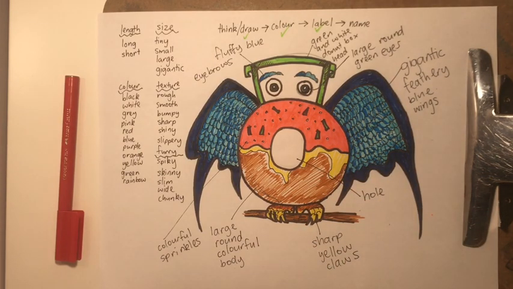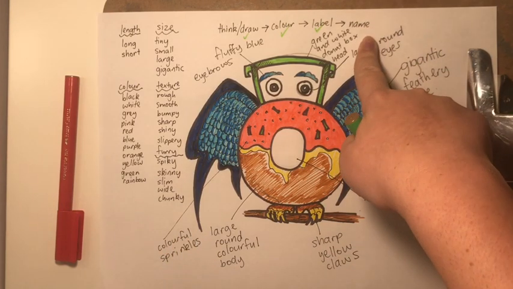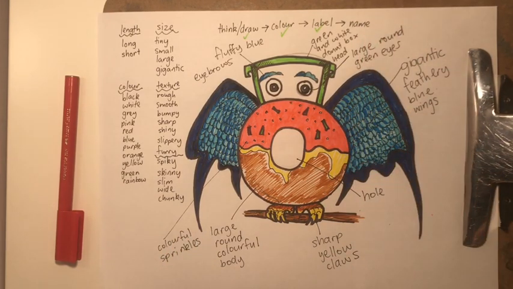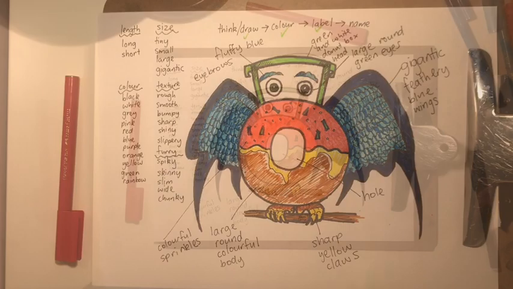I've got one more step. So now it's time to name my mythical beast, and what I'm going to do is get a spare piece of paper, take my time, and come up with a few different names, and then think hard about which name is the one I like the best, which one suits my mythical beast the best.